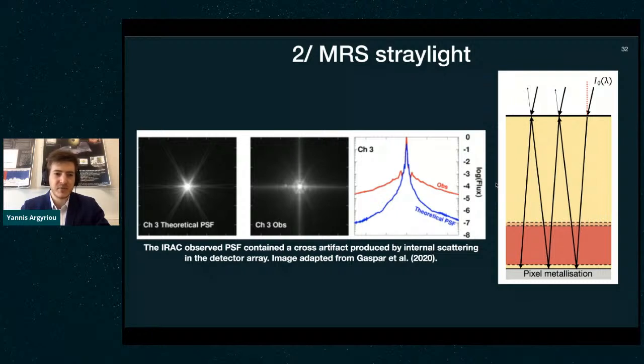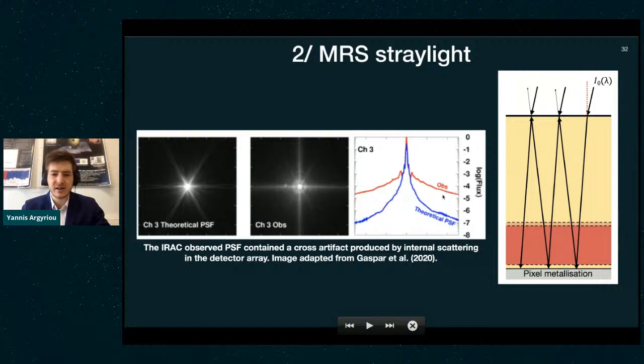infrared camera. On the left-hand side, you can see an image of the theoretical point spread function. In the middle panel, I show what was observed with Spitzer, where you can see a bright cruciform pattern overlapping, as it were, the theoretical PSF. In the right plot, I show a cross section of this detector image, where you see once again that there is a discrepancy between the theoretical PSF and the observed data.